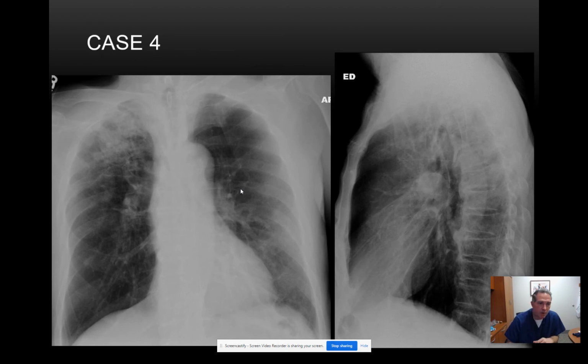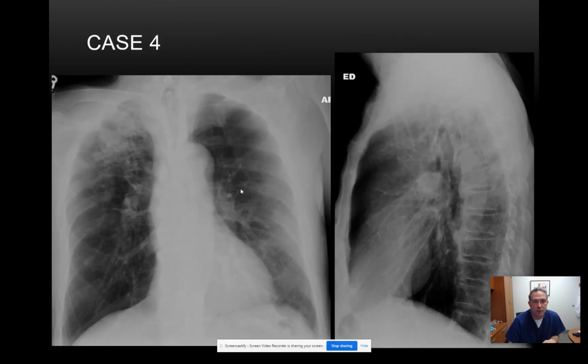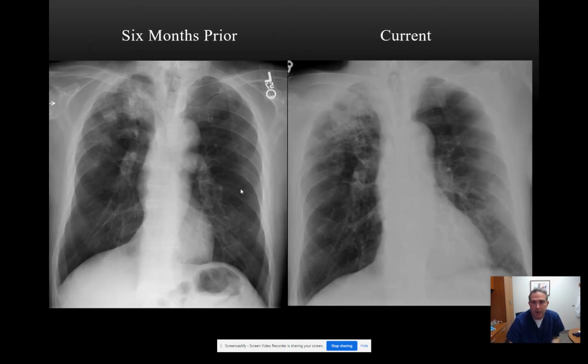Case number 4, upper lobe, looks like pneumonia. Maybe there's some lucency to it. So then the question is, is this active or prior tuberculosis? And the answer is, well, I don't know because I don't have any priors. So you need the priors. So you get one from 6 months prior, and it looks more extensive. So then if this is tuberculosis, this would be active tuberculosis.